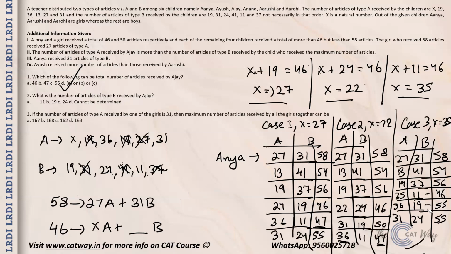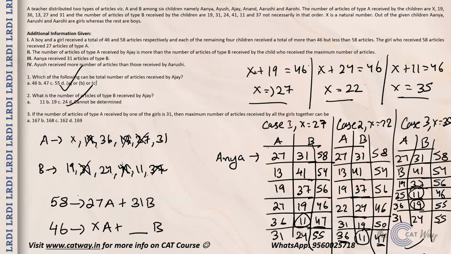So for Ajay, the first question we have done. Come to the second question. What does the second question tell? What is the number of articles of type B received by Ajay? Ajay in this case is here 11. Whereas Ajay in this case is these two people, that is 11 and 19. So either Ajay got 11 articles or he got 19 articles, which we cannot determine. So the correct answer for this will be option D, cannot be determined.